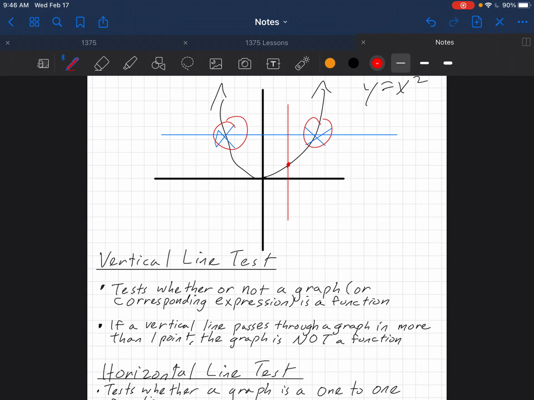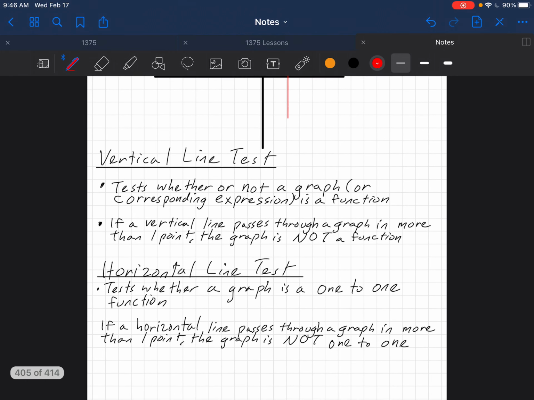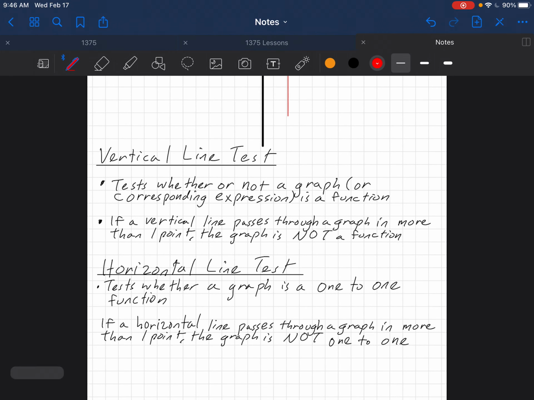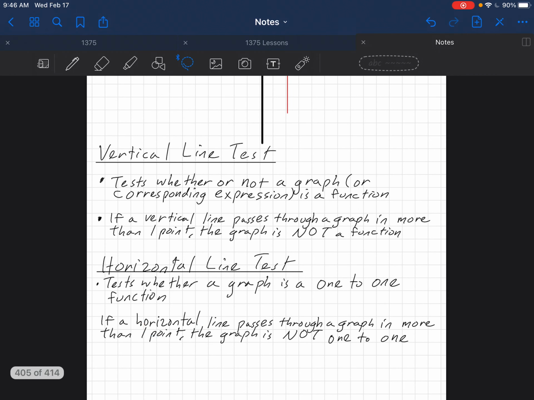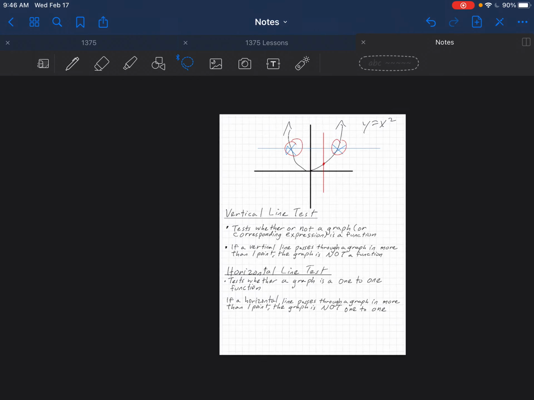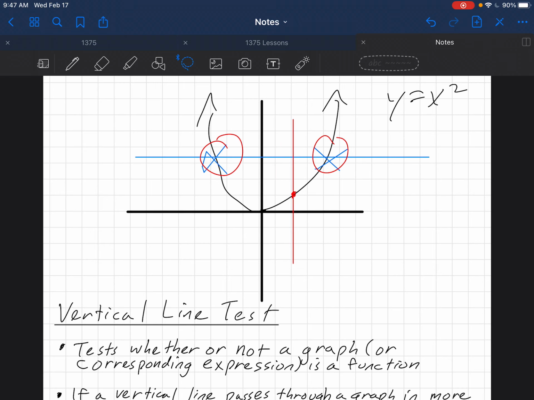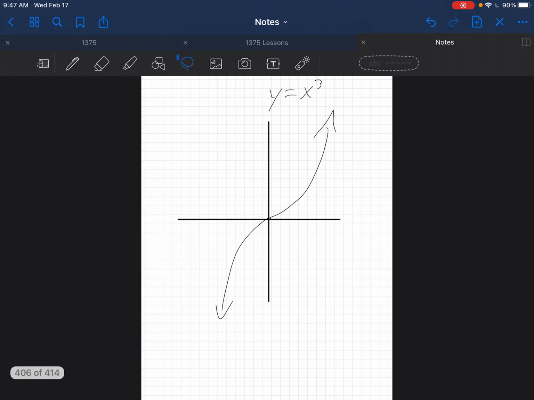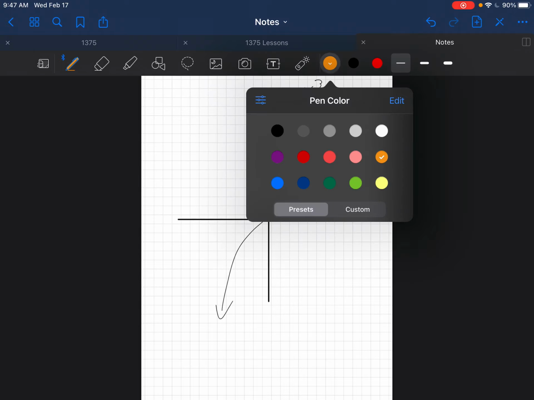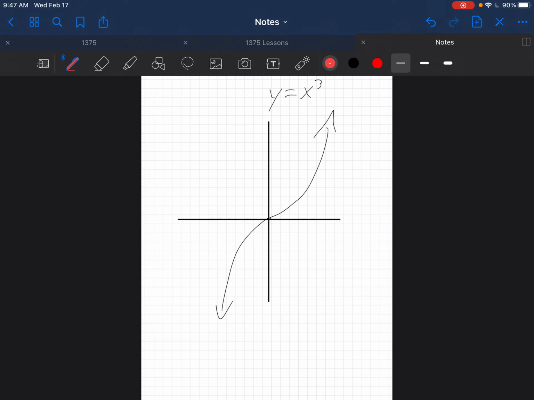The horizontal line test works the same way. If a horizontal line passes through the graph at more than one point, then it's still a function based on the vertical line test, but it's not a one-to-one function. So y equals x squared is in fact not a one-to-one function. A very classic looking one-to-one function is y equals x to the third power.